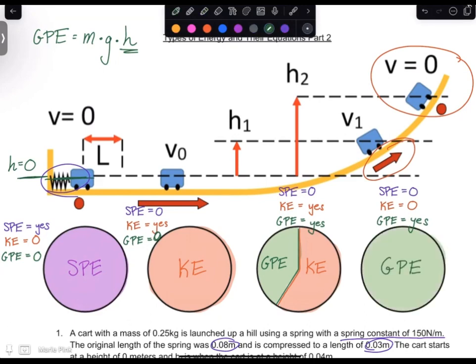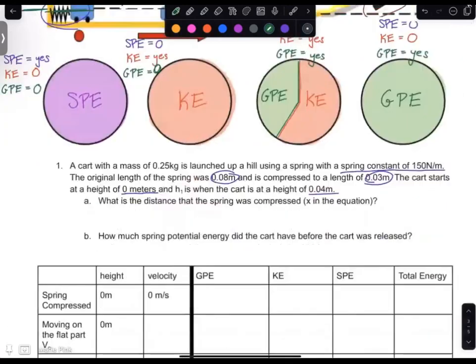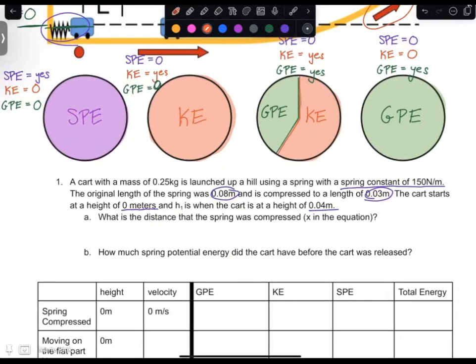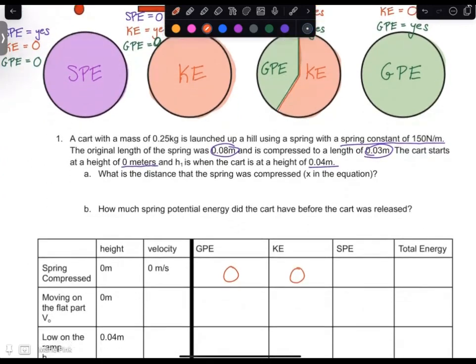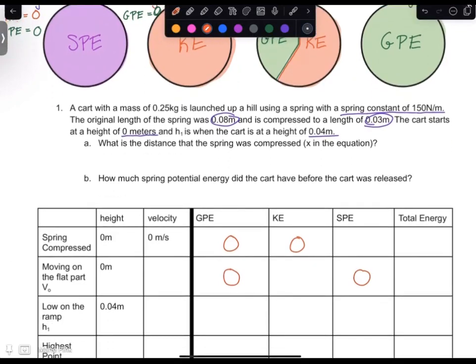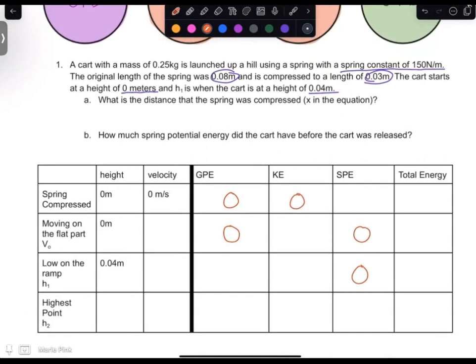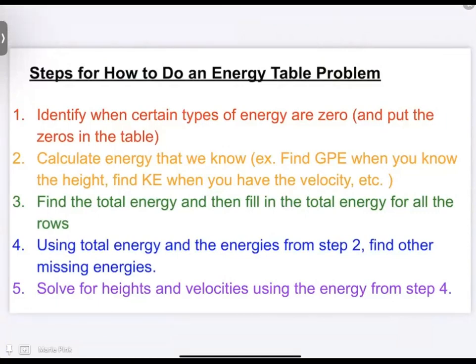Alrighty, so now we just need to put these zeros into the table. So when the spring is compressed, our kinetic energy and our gravitational potential energy were 0. For the second one, the spring and gravitational potential energies were 0. In the third one, only the spring was 0. And in the fourth one, kinetic and spring were 0. All right, so that's part 1. Now that we have the zeros in the table, we're going to calculate the energies that we know. For example, finding gravitational potential energy, spring potential energy, anything like that where we have numbers.